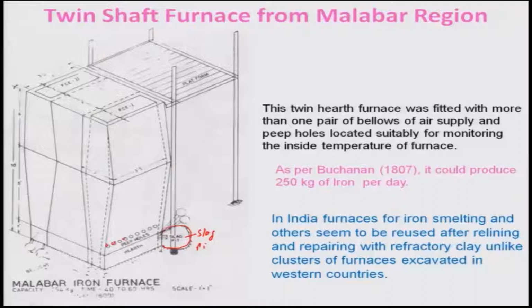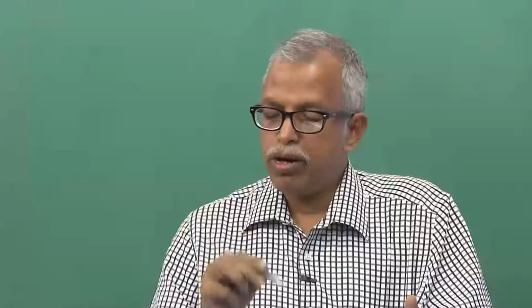This twin hearth furnace was fitted with more than one pair of bellows for supply of air, and peep holes are located suitably for monitoring the inside temperature of the furnace. That is very interesting. That means you can remove these holes and see whether it is doing well or not. Accordingly, you will have to supply more air or reduce it.